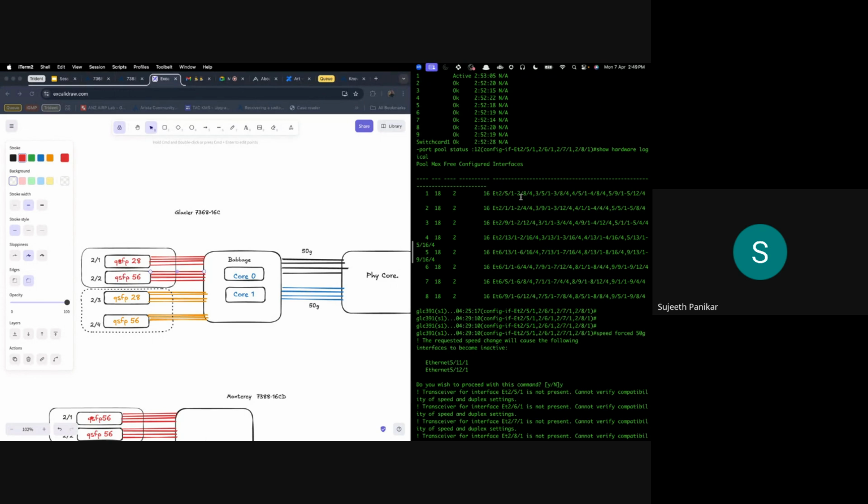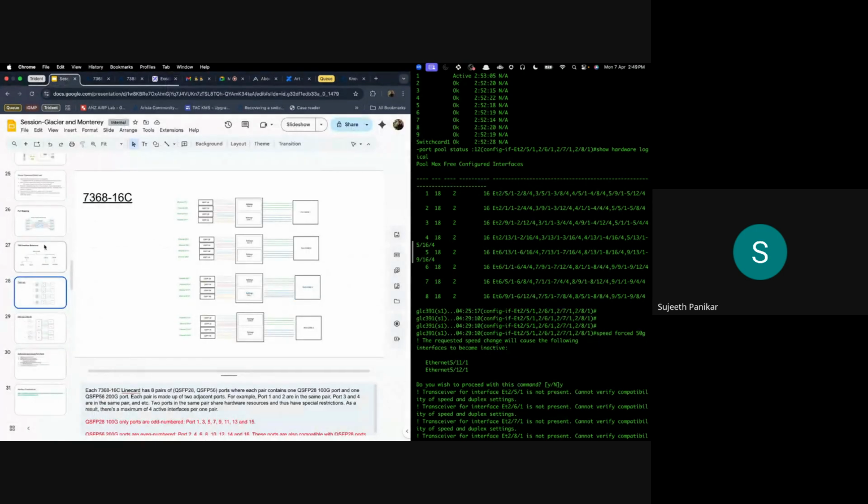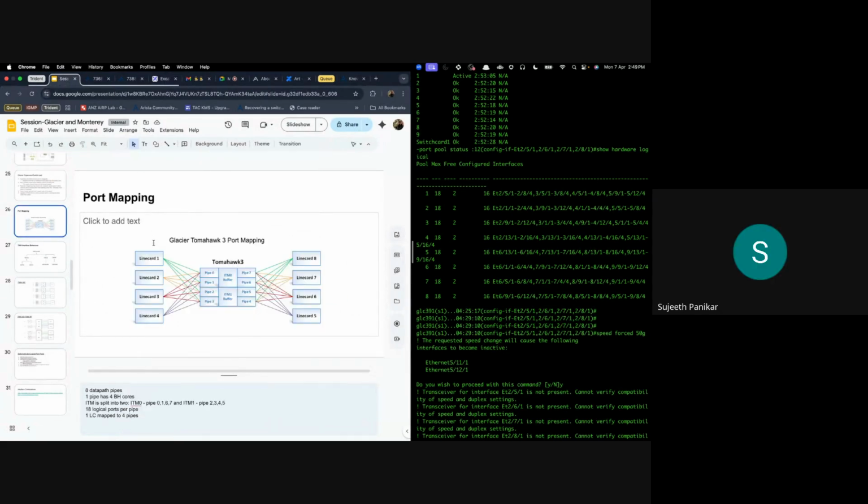The 18 logical port limitation is per pipe. There are 8 such pipes. If you look at the drawing that Ashwini was talking about, there are 8 pipes, right? So each pipe here, pipe 0 to pipe 7, each of the pipes can have a maximum of 18 logical interfaces.